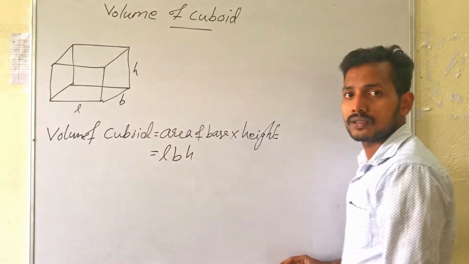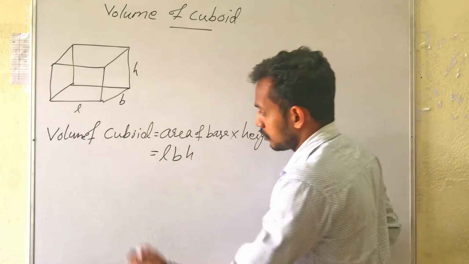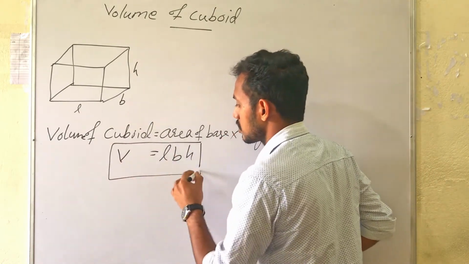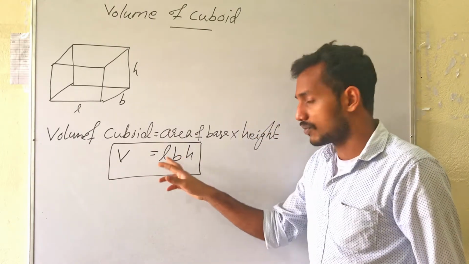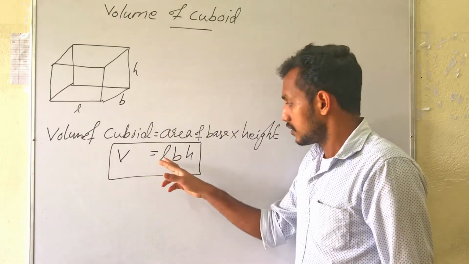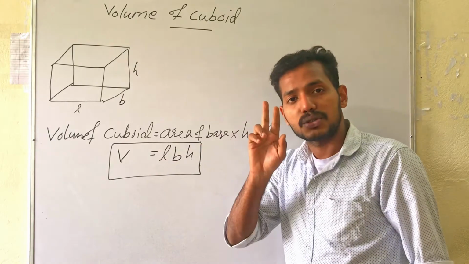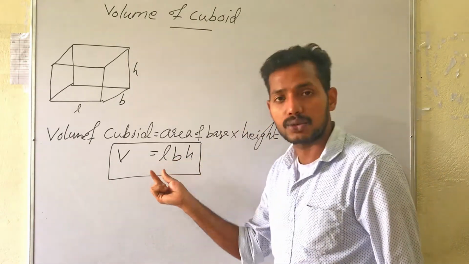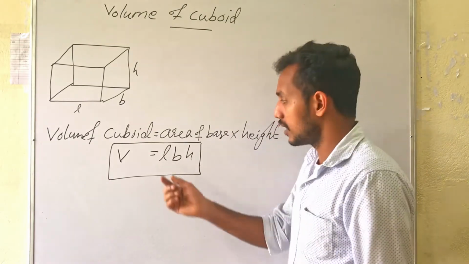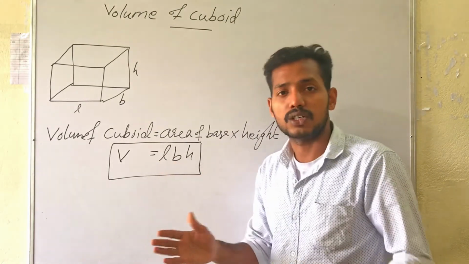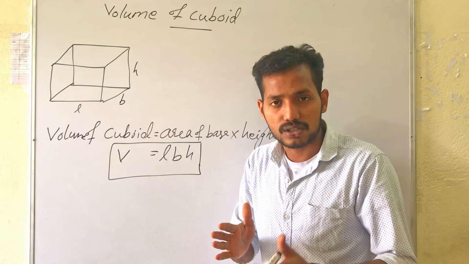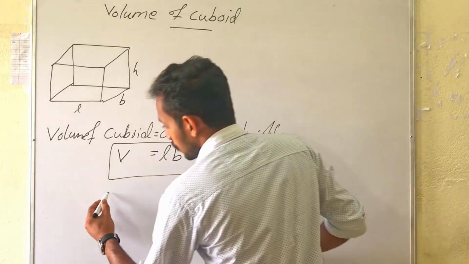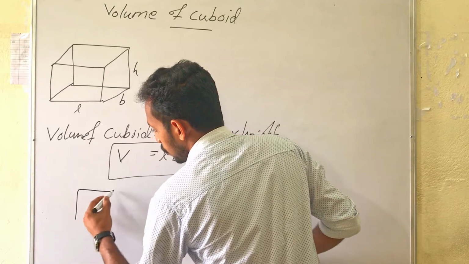So LBH. So from the formula itself we can understand whether it is volume or surface area, because in the surface area's formulas there are only two dimensions. We will multiply two dimensions at a time. While in case of volume formulas, we need to multiply three dimensions together. Clear?